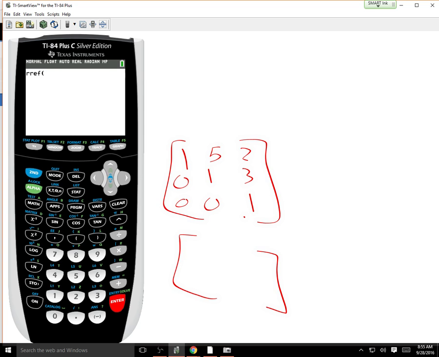Now just tell it which matrix you want to reduce, and that's in the names, the first menu. Everything's in matrix. Then press enter again. I want matrix A. If it was B, I would go over to B. But I want A. Push enter. It should look like that. Enter one more time.